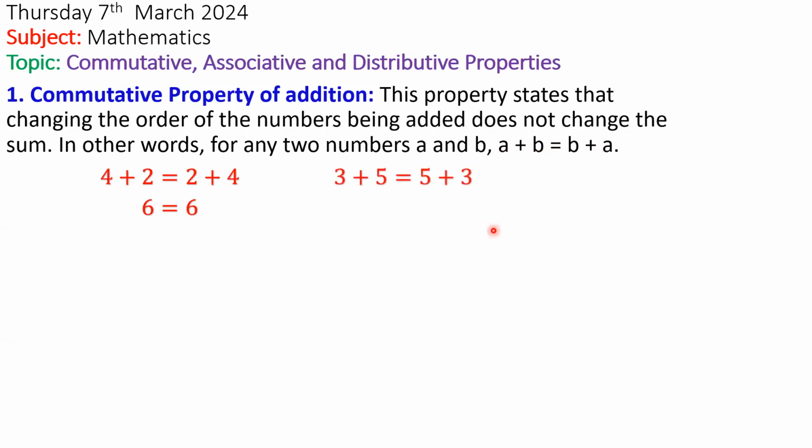Let me give you another example. Quick question: what is 3 plus 5? It's going to be 8. And what is 5 plus 3? 5 plus 3 is also 8. So that means the way that we add them doesn't matter. 3 plus 5 is 8, 5 plus 3 is 8. That's the commutative property of addition.